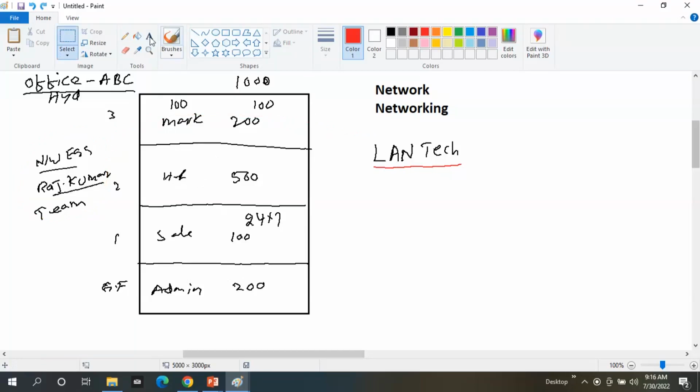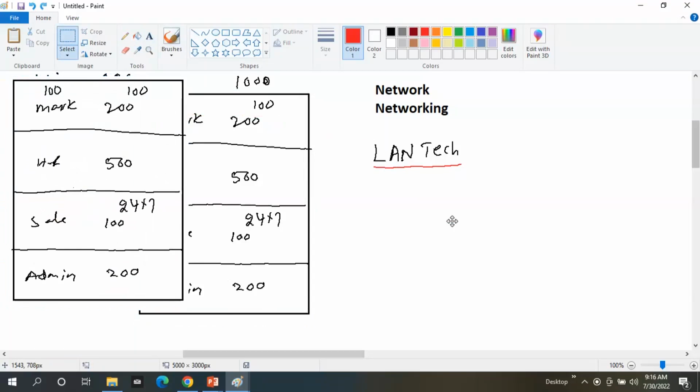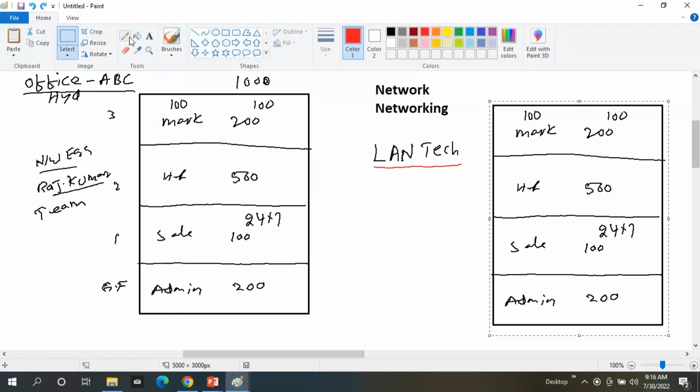Good. Later, sometime, office ABC is open in multiple branches all over India. Head office is Hyderabad. In Bangalore, Chennai, Goa, Kolkata, like all over India, they have opened multiple branches.